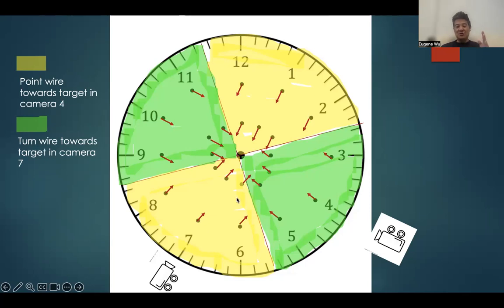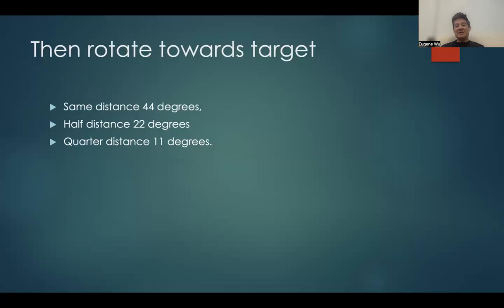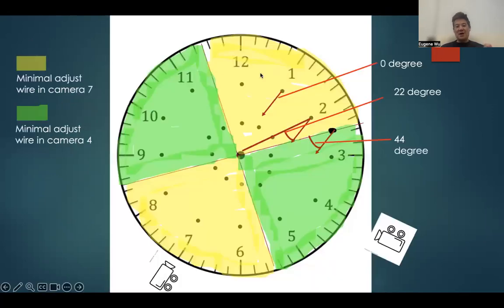Then we have to determine how much to turn. We remember, same distance, we turn 44 degrees, half distance, 22 degrees, a quarter distance, 11 degrees. This is the reason why. Okay, let's say you're lucky, and this is the 1 o'clock outer rim wire position. In camera 4, it's on the far view, you turn it towards inside. On camera 7, you straighten it. And because it's 0 degrees, it's straight slap bang in the middle, so the ratio is 0, you don't need to turn it at all. This will point already at the distal cap.